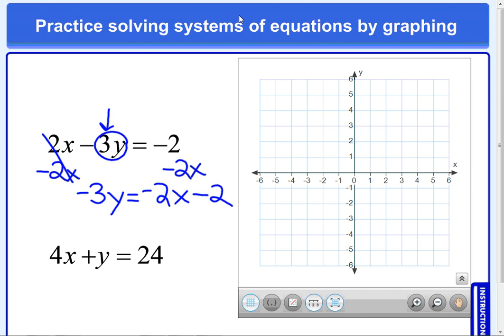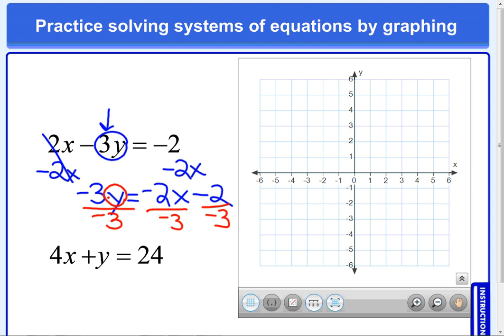From here, I need to solve for y, so how do I get y by itself? No, this is multiplying. What's the opposite of multiplying? Divide. Oh, this is not a nice one, isn't it? That's going to be the problem with this one. How are you going to graph that? No. No, rounding won't work.